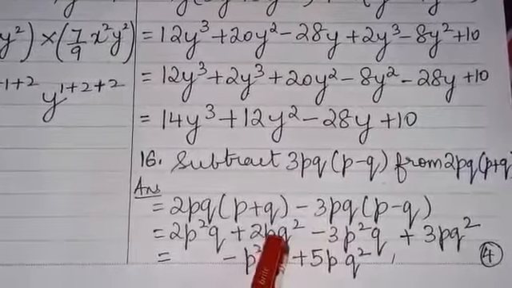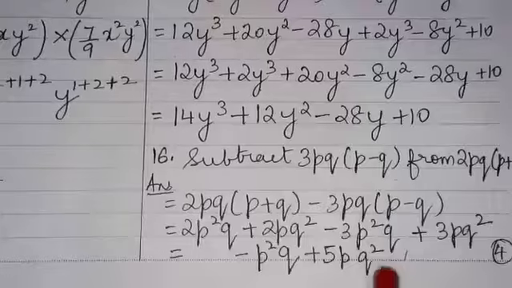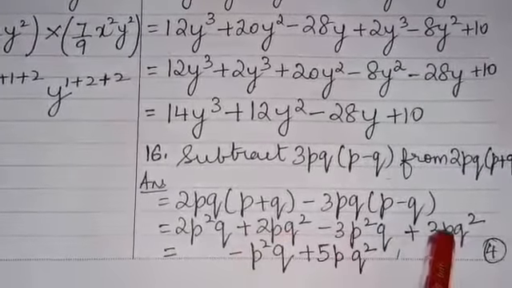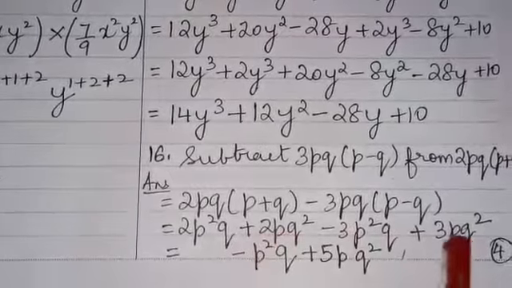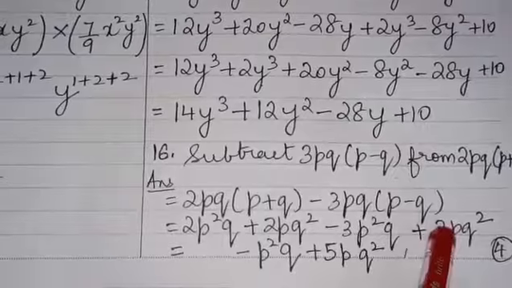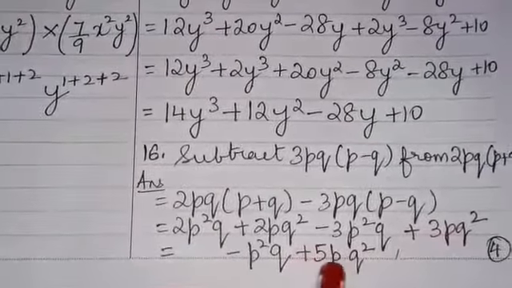Now simplify pq square and pq square, like terms. So pq square comes as it is, plus 2 plus 3. Same signs, so we need to add and put the same sign, which is plus 5. So plus 5pq square.